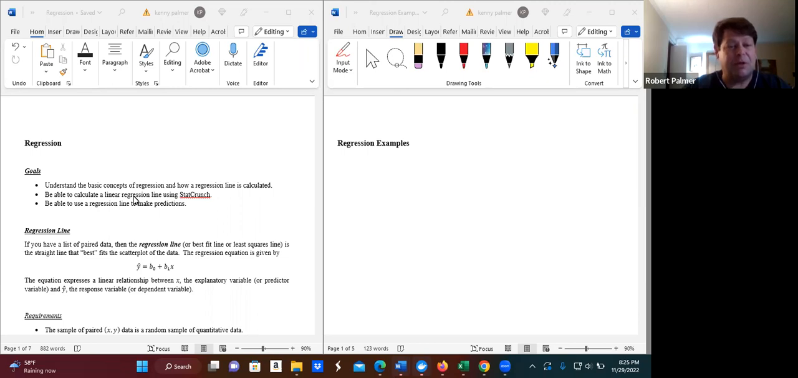So today, we're going to understand the basic concepts of regression, and how what's called a regression line, what we're often calling a best fit line, is calculated. Be able to calculate a linear regression line using StatCrunch, and also learn how to do that with Excel as well. Most of it will be worked on StatCrunch. And also be able to use a regression line to make predictions. That's the main value of it.